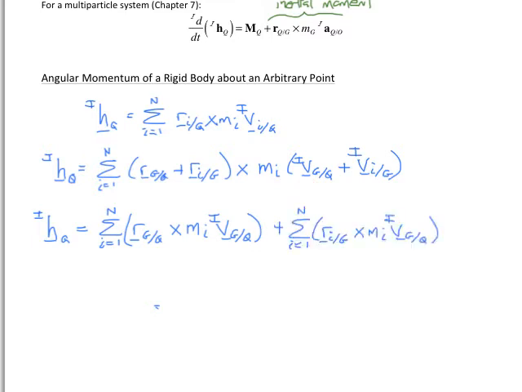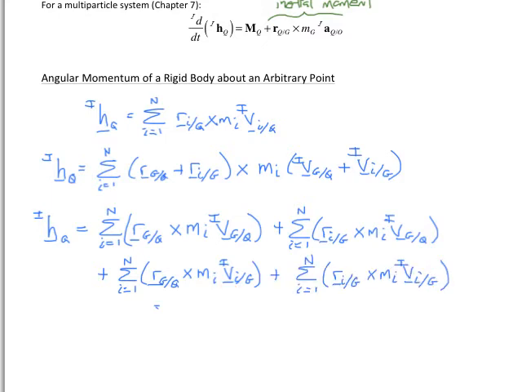In our second term, we'll take the second part of our position vector and cross it with the mass times the velocity of g with respect to q to get this term. For our third term, it's the position vector of g with respect to q crossed with the mass multiplied times the velocity of each individual mass with respect to g.